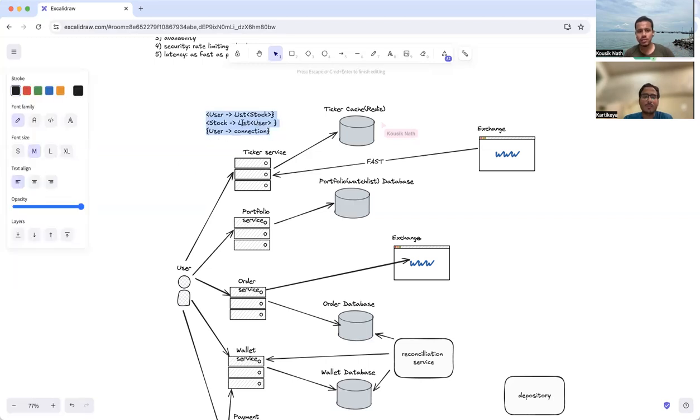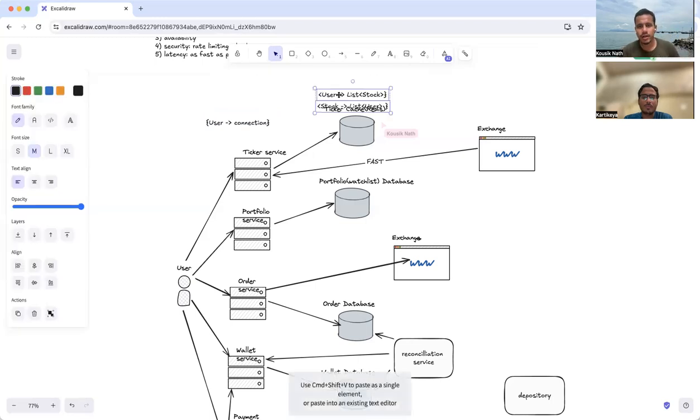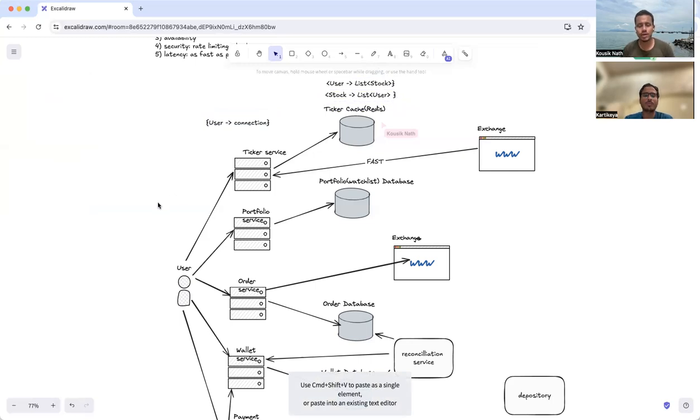And definitely this user to connection mapping is more of an application-level thing. We can still manage it in the ticker cache, but we need to see how to actually put it when multiple applications are there.